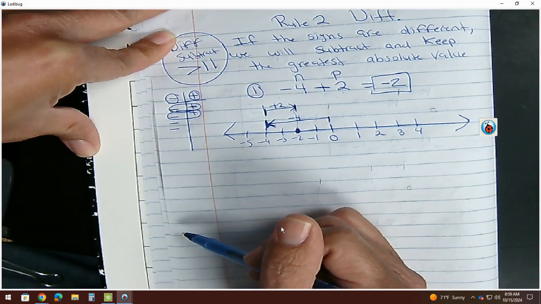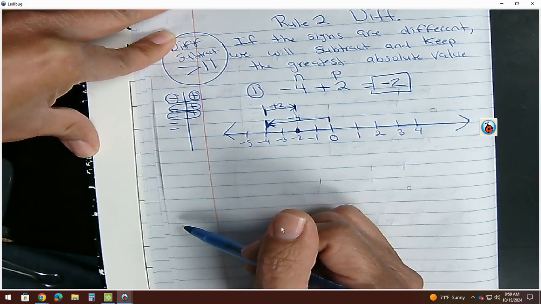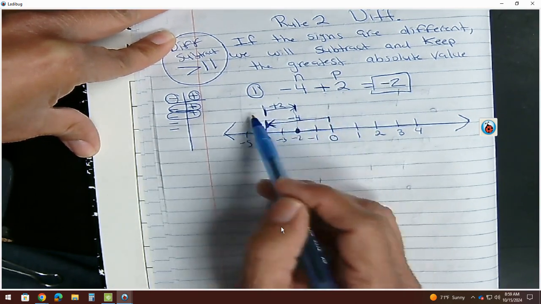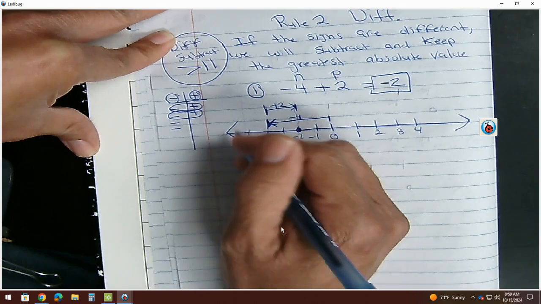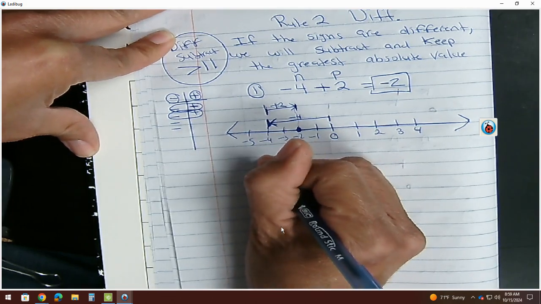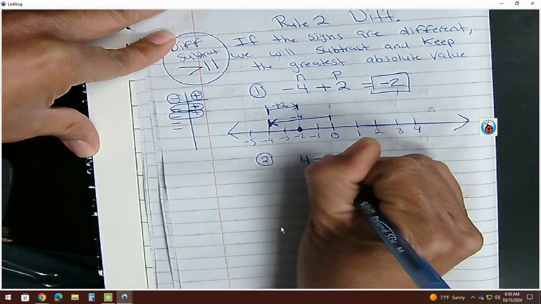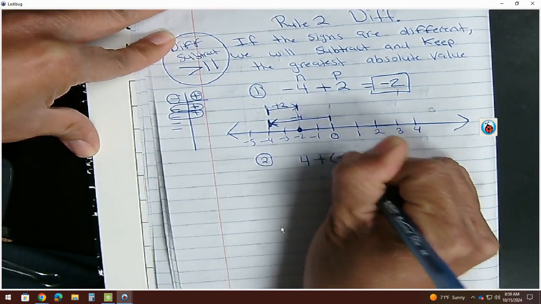Questions? Pretty easy, right? If you follow the rules, it's pretty easy. And the number line is just to show you that this rule works. Number 2. We're going to practice a couple of them just so you can see how easy this is. 4 plus negative 3. Okay.